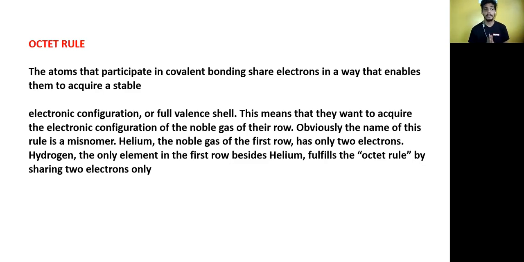Obviously, the name of this rule is a misnomer. Helium, the noble gas of the first row, has only 2 electrons. Hydrogen, the only other element in the first row, basically just shares electrons. So there are two phenomena, the octet and the duplet. Getting my point? So every element in the periodic table tries to mimic the electronic configuration of the noble gases, because a noble gas has 8 electrons in the outermost shell and is stable. That's why every element wants to be stable, and for that purpose it accepts or loses electrons according to the number of electrons in the last shell.